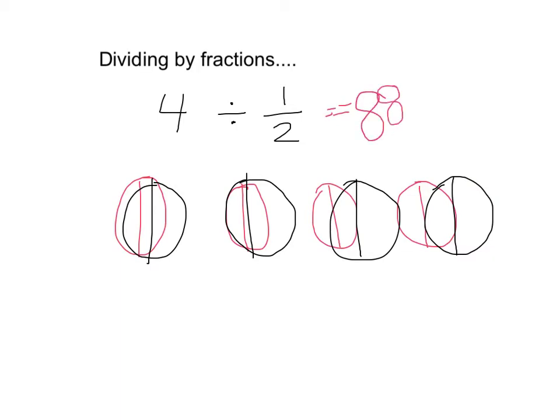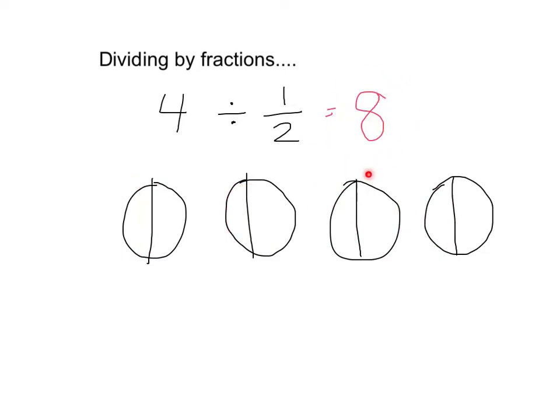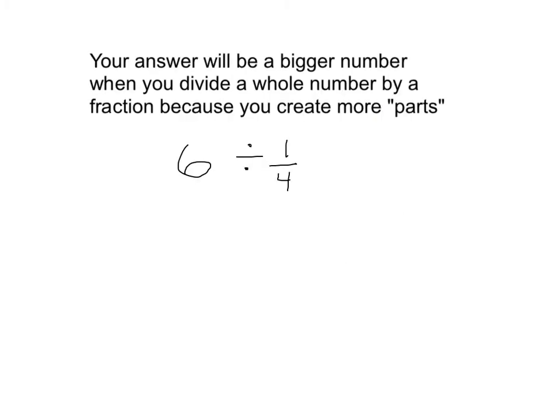I like to show this example because you can see when you take a whole number and divide it by a fraction, you're going to be getting an answer that is bigger than the number you originally started out with. And that's because you have more pieces. You took your whole number and divided it into smaller pieces. So, your answer will be a bigger number when you divide a whole number by a fraction because you are creating more parts. I'm going to show one more example of this.